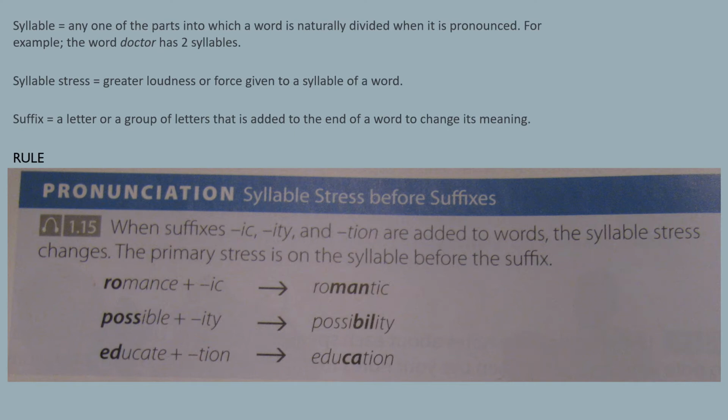I'm sure you've seen all this before, but what I want you to pay attention to is this rule, and remember it because you're going to need it later. This is the pronunciation syllable stress before suffixes. Let's read this together. When suffixes IC, ITY, and TION are added to words, the syllable stress changes. The primary stress is on the syllable before the suffix.